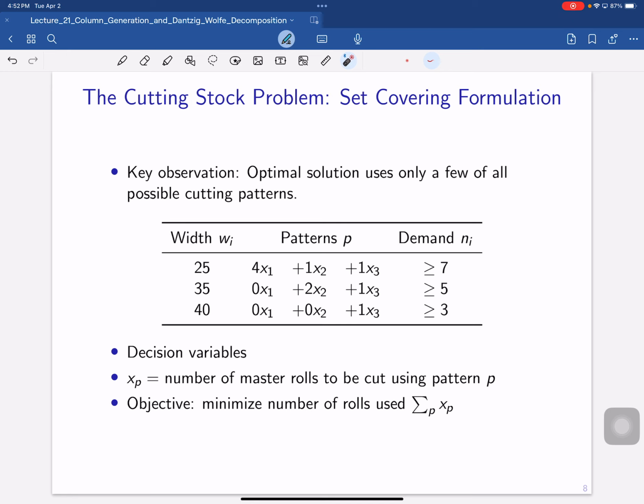Okay. And the objective here is to minimize the number of rolls used. Recall that xp represents the number of rolls you use for pattern p. And in total, you will use the summation over xp number of rolls.